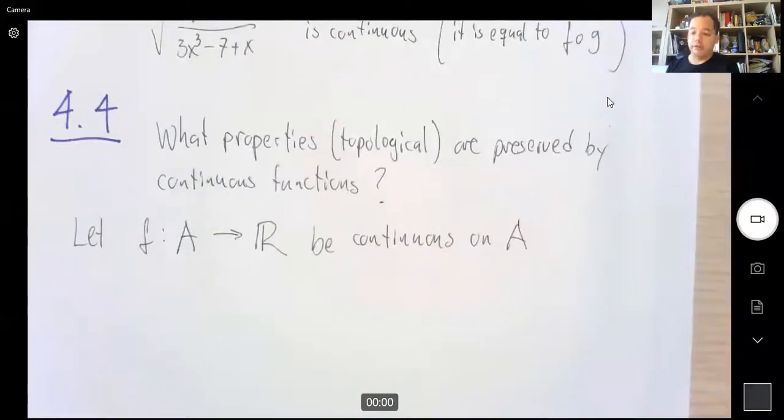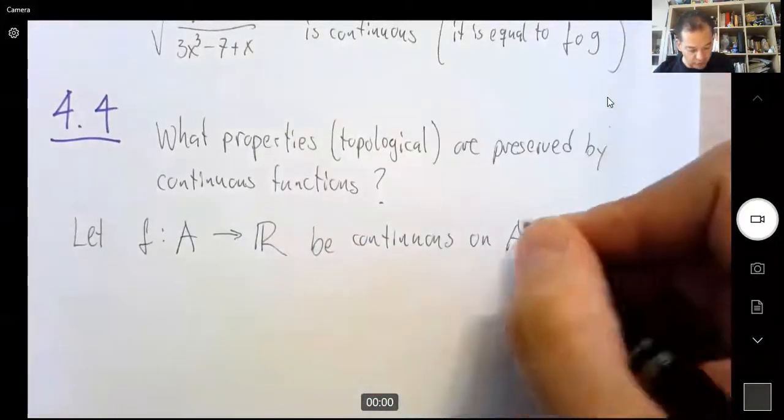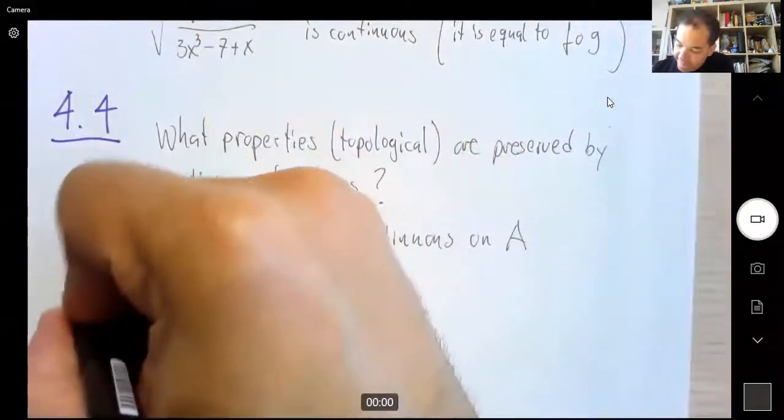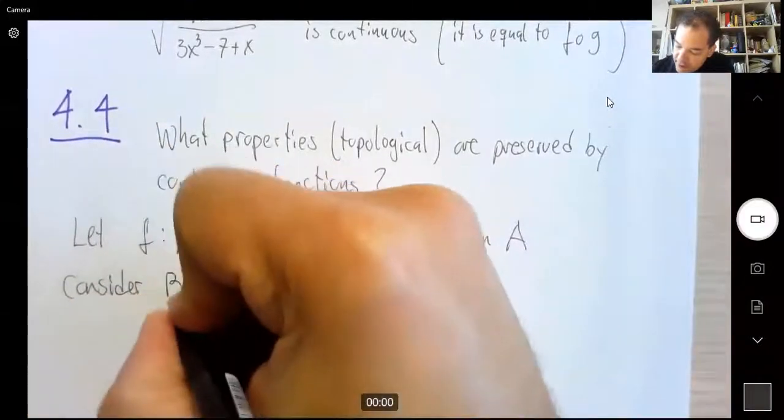And here are a few questions. Say I have some subset of A that has some topological property, say open or closed, or what other ones do we know? Well, the only other one we went through is compact, right? Does it follow that when we apply f, the answer is also open, or is also closed, or is also compact? Those are the questions we want to answer. So consider B a subset of A.